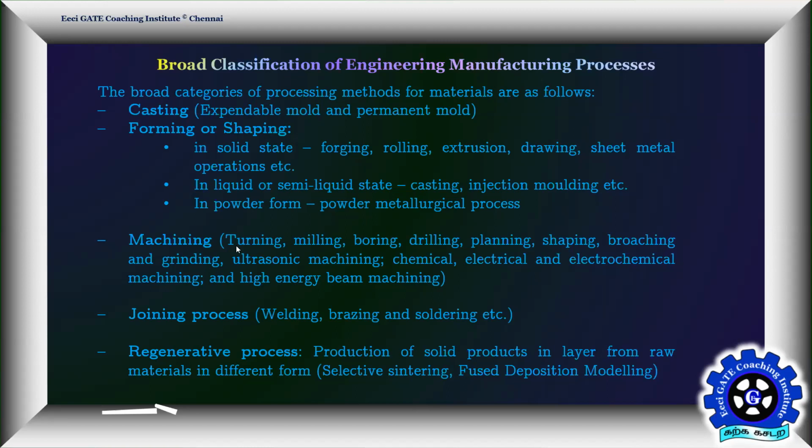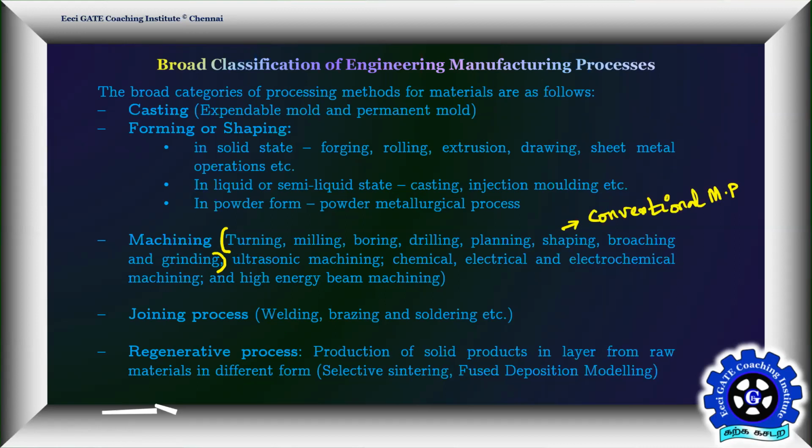And the next category of manufacturing processes, widely used from past till date and future also, is machining. Machining includes turning, milling, boring, drilling, planing, shaping, broaching, grinding. From here to here, it is conventional or traditional machining process. Please remember, MP is manufacturing process.